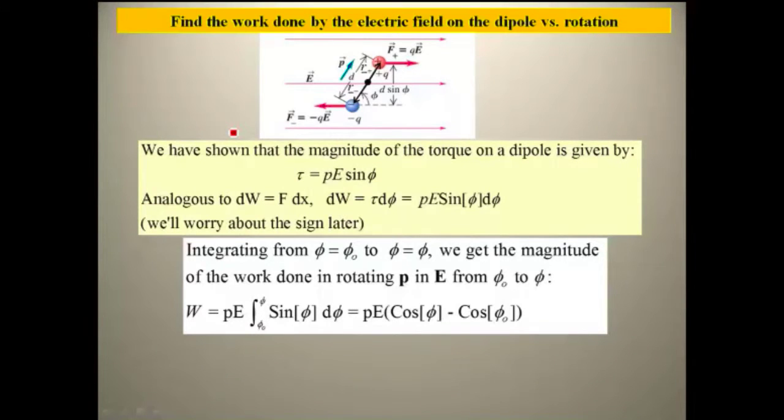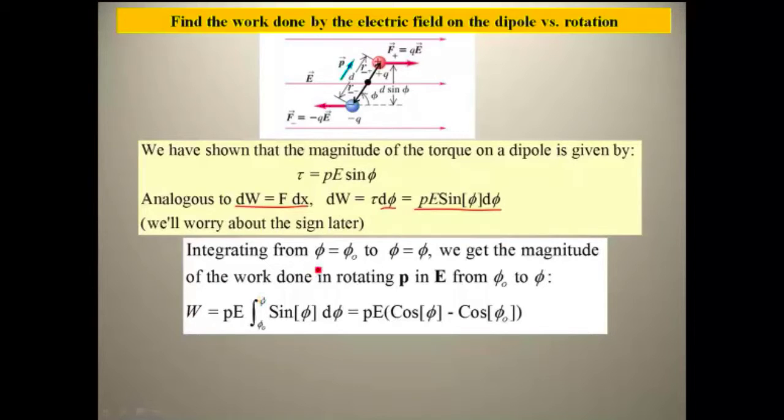So let's find the work done by the electric field on the dipole as we rotate it. Well, we start with the torque that we just derived, and we use the equation that's analogous to the linear work. So a little bit of work is F times dx. Likewise, if we have a small change in phi, the work done is the torque times d phi. So putting in our torque in terms of angle, we end up with this expression for the work. We'll worry about the sign later in terms of who's working on what.